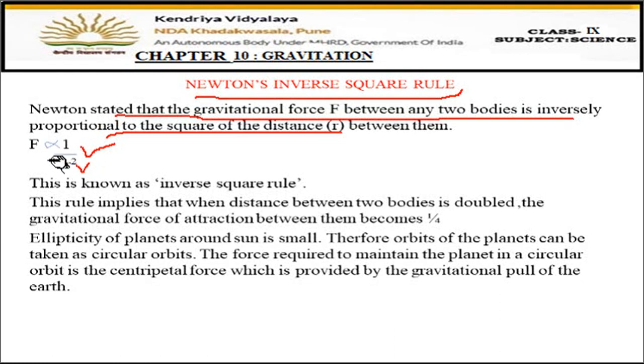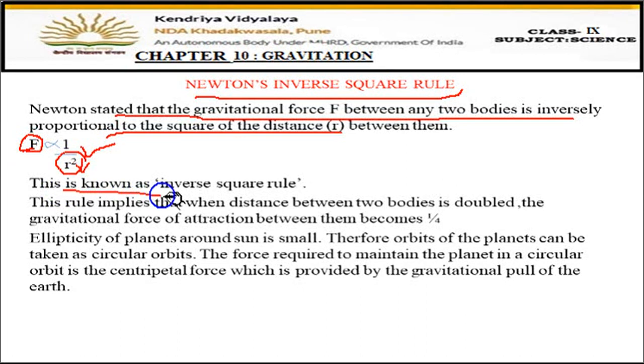So force is proportional to 1 upon r². This has come from the law of gravitation only. We have removed G m1 m2 from here and directly shown the F and R relation. So it is inversely proportional. If one increases, the other decreases. If you double the distance, that means R is raised to the power 2, so the force will reduce to 1/4 times, because if R is increasing, F will decrease.